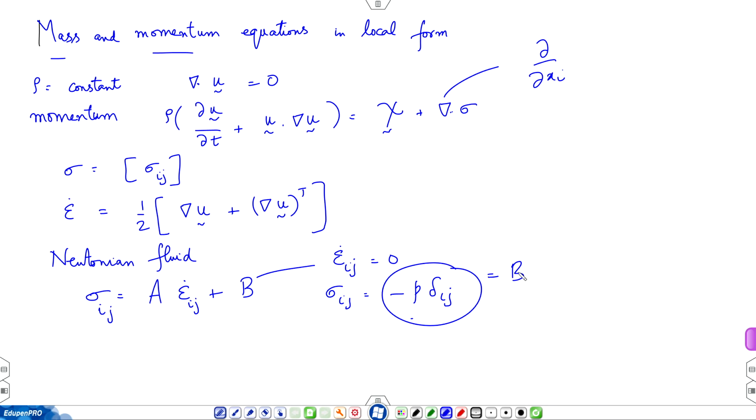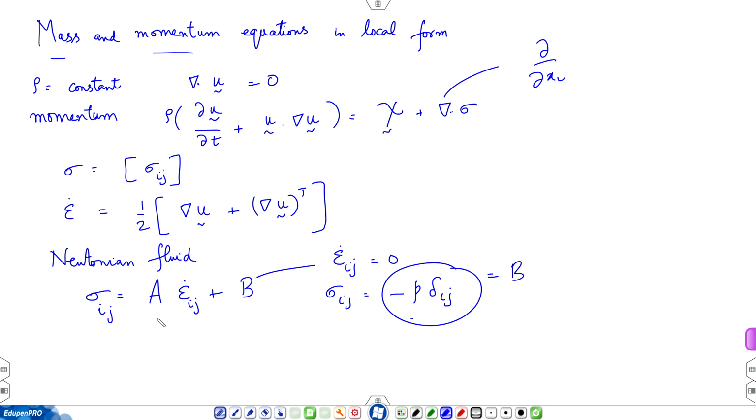So, by referring to Newton's parallel plate experiment, what did we have? We had sigma yx equal to mu epsilon dot yx. That tells you that a will be equal to, see, there is a factor of half, this half.